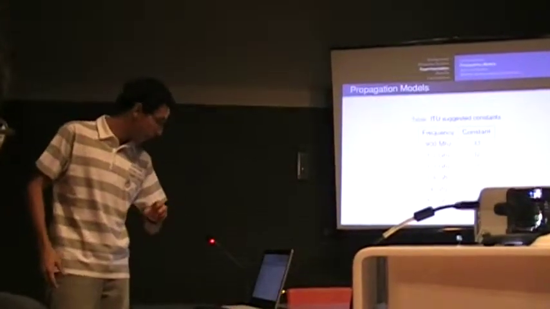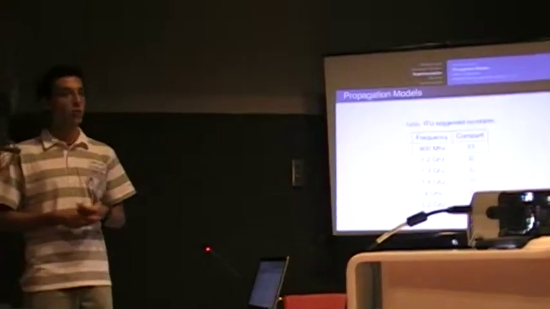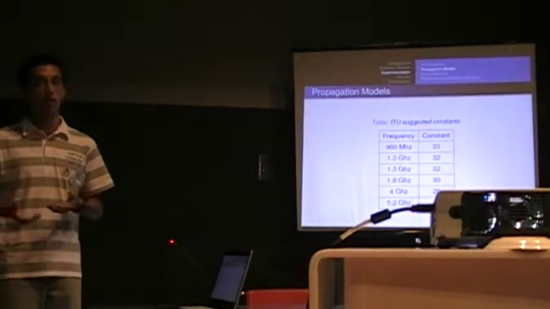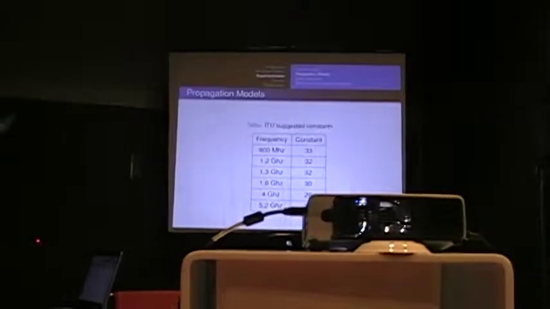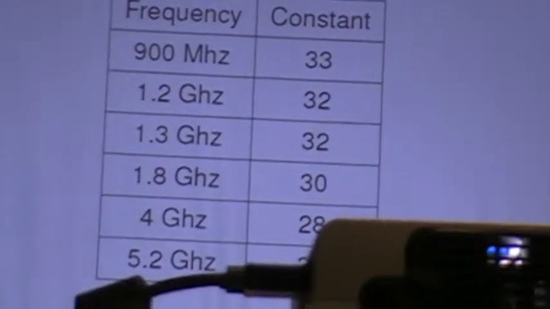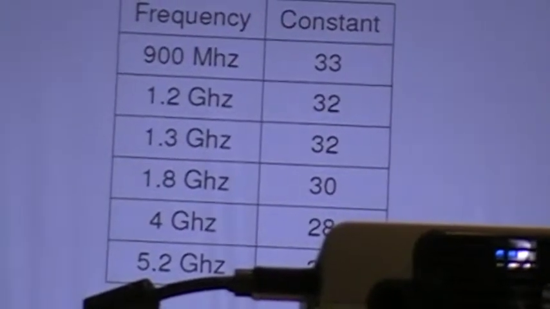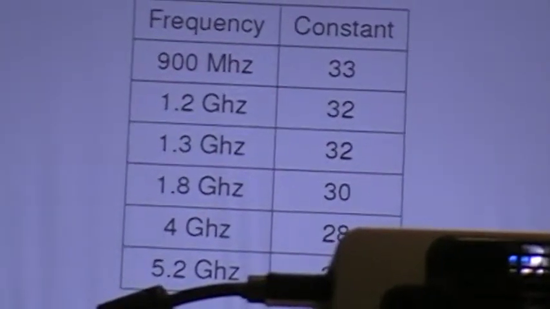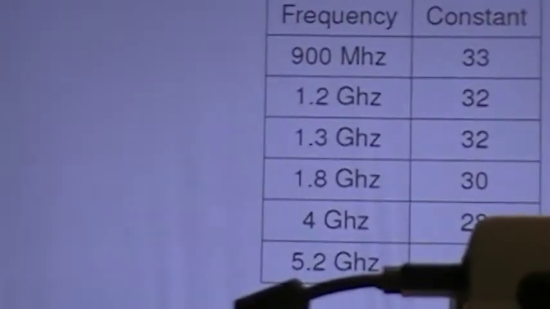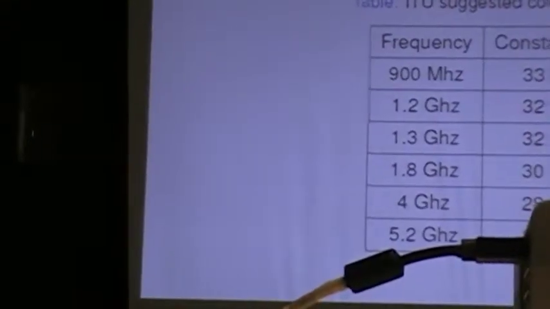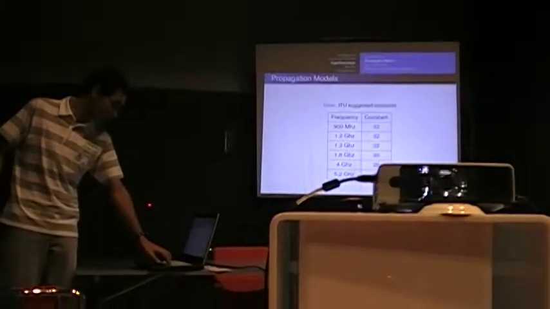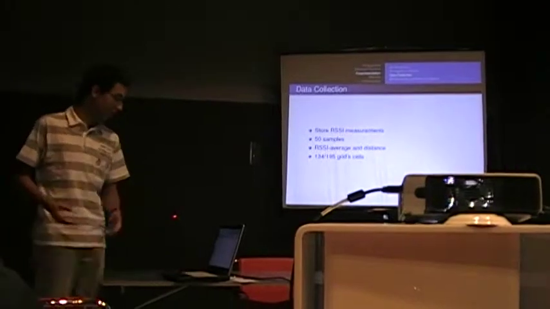Okay, so the ITU proposed a table of frequency and attenuation constants that should be used. In this case, we can see that there is no constant for a 2.4 gigahertz frequency. So we try to choose the closest one, which is 1.8 gigahertz, just to test and see the results. And then we will try to find the more appropriate constant which actually fits the area.